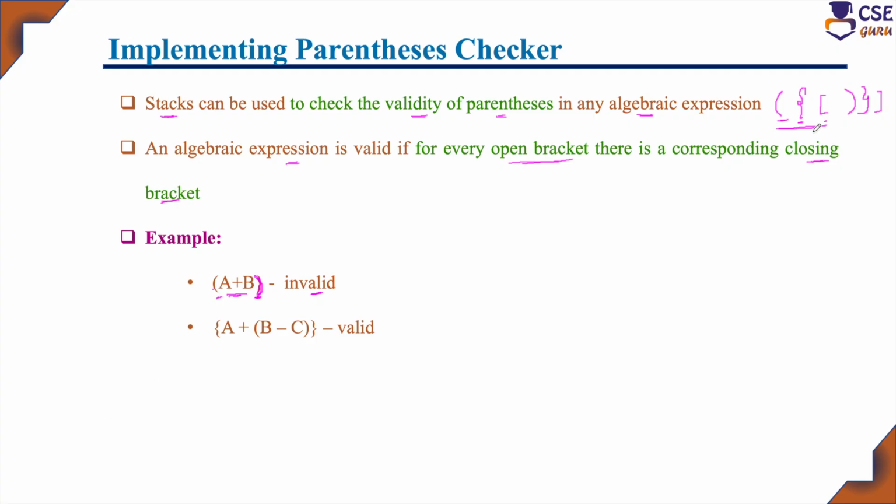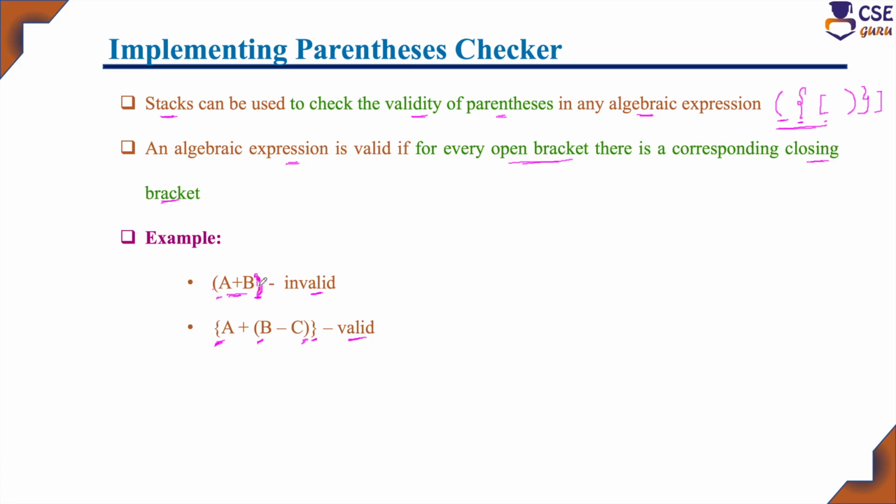Here, it will not only check whether the parentheses occur in pairs or not, it will also check whether the corresponding closed parenthesis is there or not. This validity also it will check. Here, an open curly bracket is there, and for this the corresponding closed curly bracket is there. And for this open parenthesis, the corresponding closed parenthesis is there. So, this expression is a valid algebraic expression.